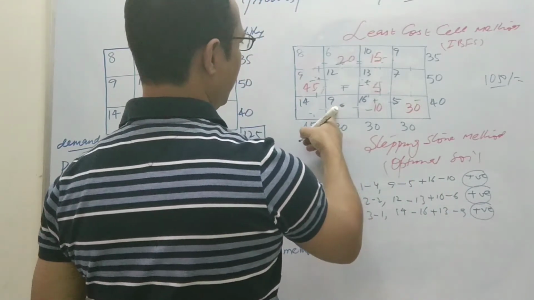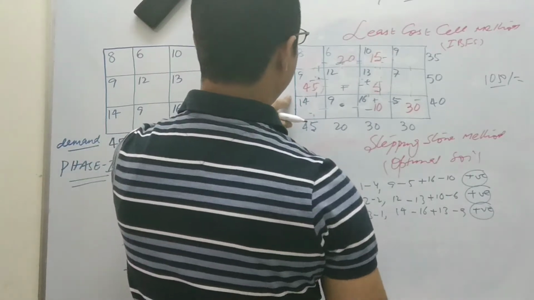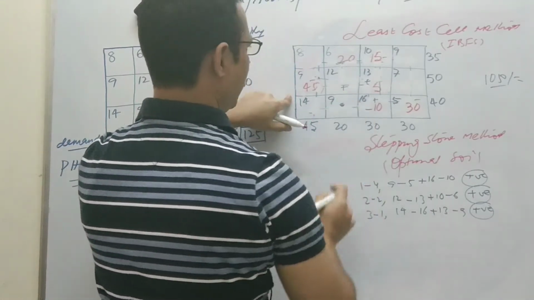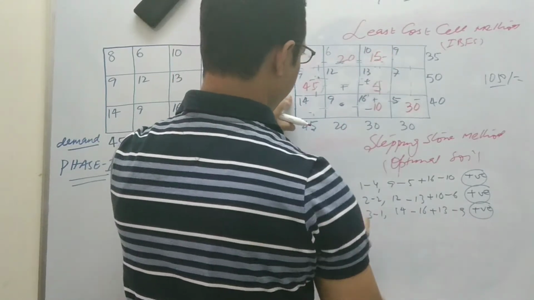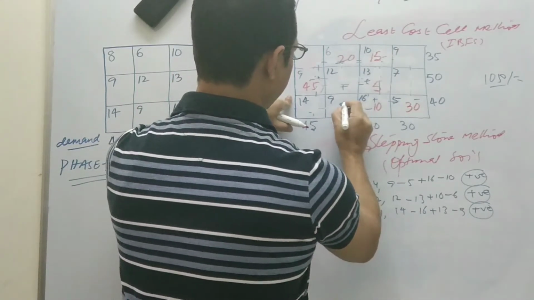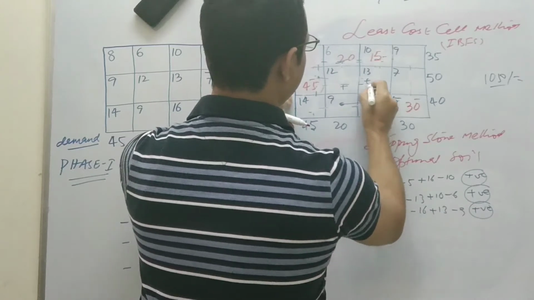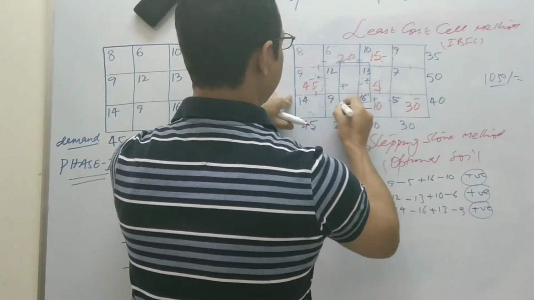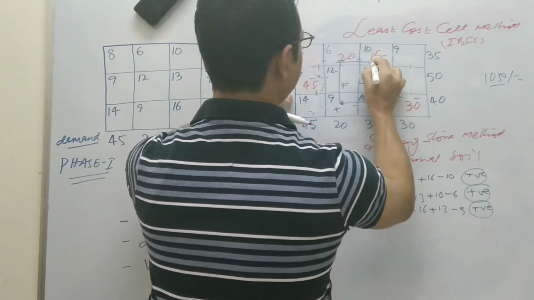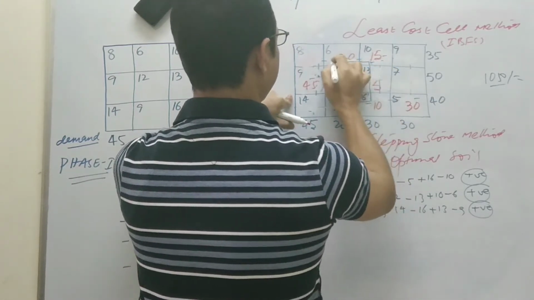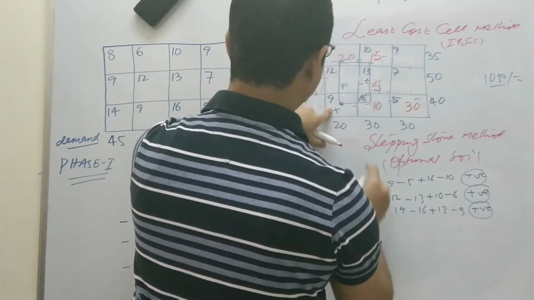If it is going to change, it means this cell will change to an allocated cell, and some other cell is going to become the unallocated cell. So now we are going to check here. So we can move like this: plus, minus, plus, minus. So just check here for which cell?